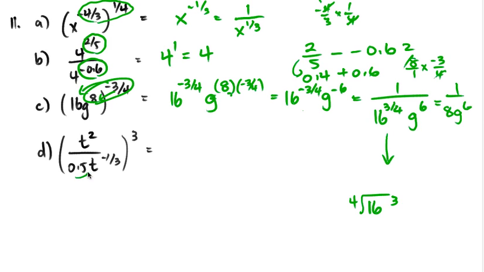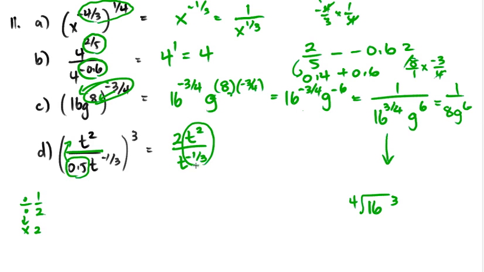D, this 1/2 is the tricky part. Dividing by 1/2 is the same as multiplying by 2. Division by 1/2 is the same as multiplying by the reciprocal, so multiplying by 2. So this 1/2 actually comes to the top as 2. Then you get 2t squared over t to the negative 1/3.